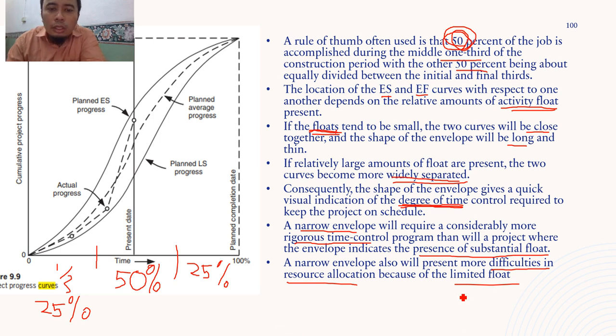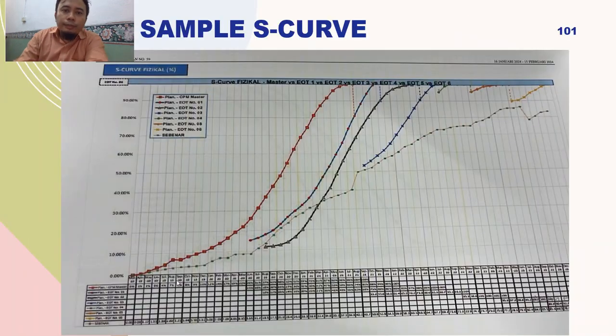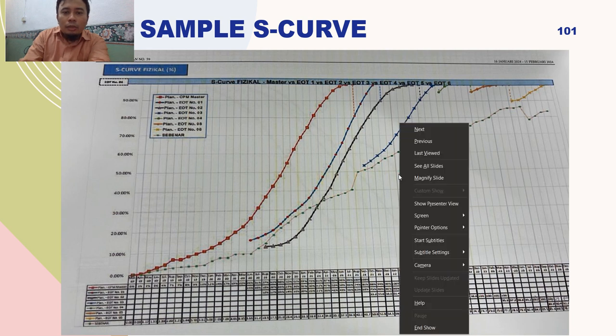Let's see here. So it helps you, either on the client side or on the contractor side. It helps you evaluate the project, whether it is viable, whether it is achievable to be completed or not, based on the time duration. So this is an example of an S-curve, a physical S-curve, based on the duration, physical, like before.